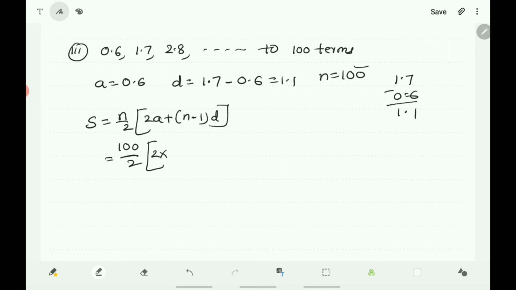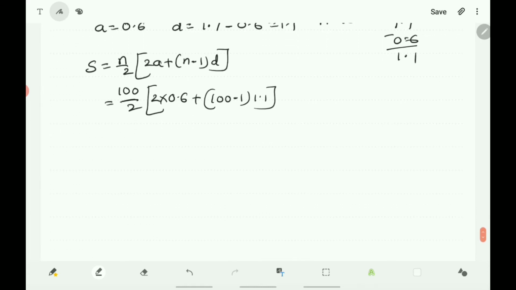Then 2 into A is 0.6 here, plus N is 100 minus 1, D is 1.1. That is 200 divided by 2 is 50. 2 ones are 2, 5 0s are 0, that is 50. And 2 into 0.6, 6 2s are 12, that is 1.2. And 100 minus 1 is 99. 99 into 1.1.